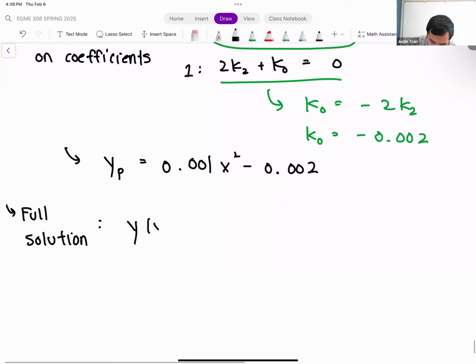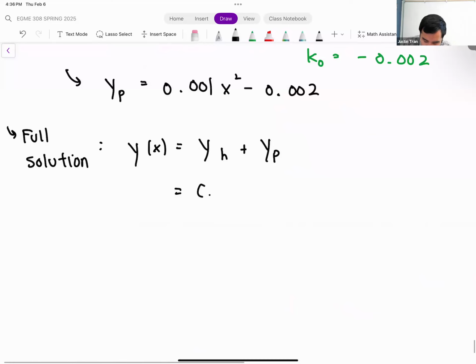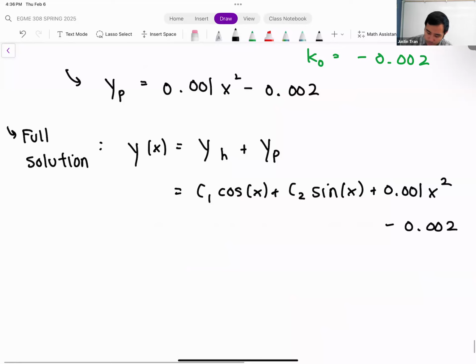Okay, so our full solution, y of x, is just going to be yh plus yp. And so it's going to be, let's plug in for yh. Yh was c1 cosine of x plus c2 sine of x plus 0.001 x squared minus 0.002.